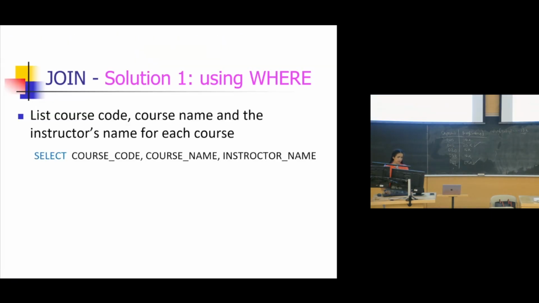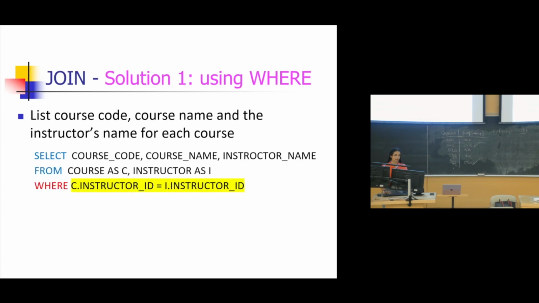I covered these. So let's say we want to find the course code, course name, and instructor name for each course. In the course table, you have course code, course name, and instructor ID. Then in the instructor table, you have instructor ID, instructor name, office, and so on. Because you want the instructor name and it is not in the course table, you need to join these two tables. Through what? As I said, most of the time through the foreign keys. Here, through the instructor ID.